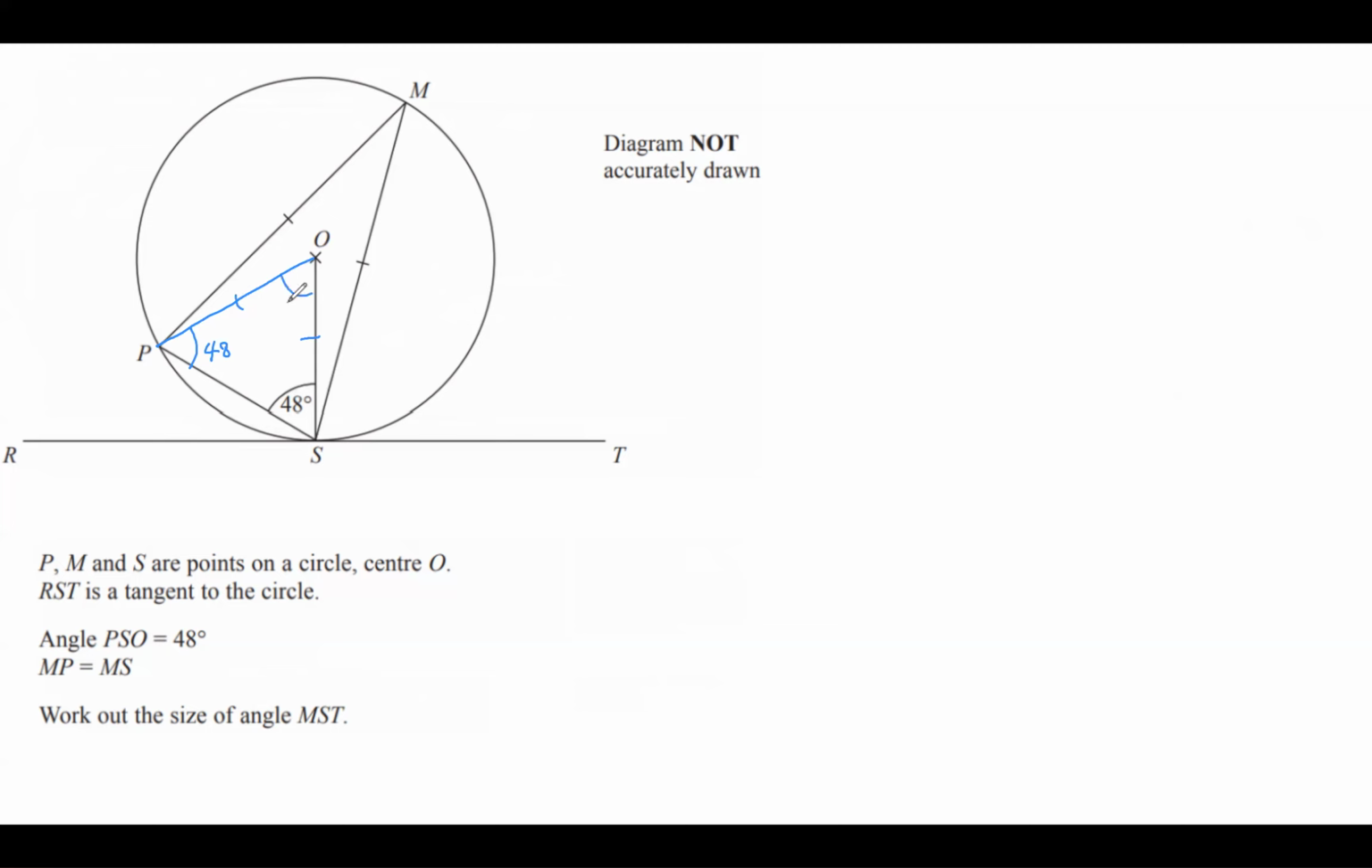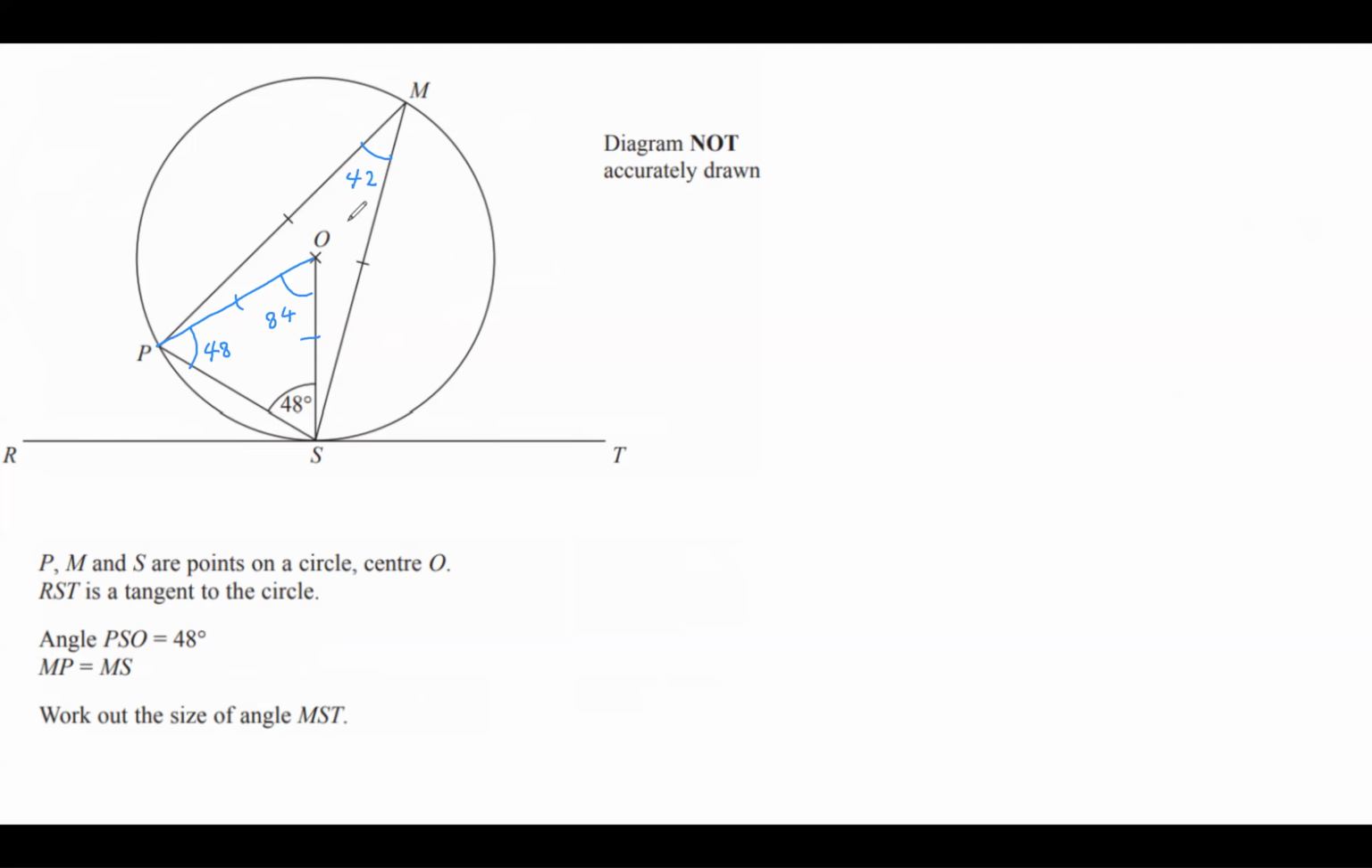And therefore, we can work out angle POS, which is going to be angles in a triangle. So 180 minus 48 minus 48 is going to give us 84 degrees. And then from there, we can work out the angle at the circumference, because the angle at the center is twice the angle at the circumference. So this angle here is going to be 42 degrees.